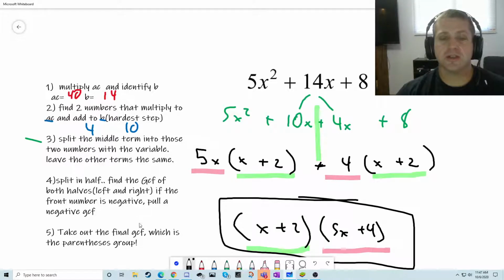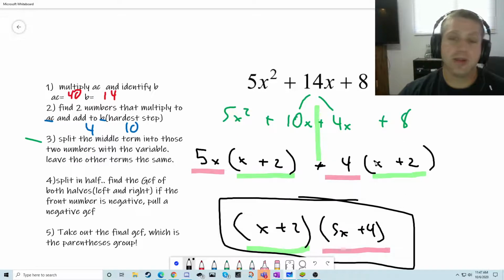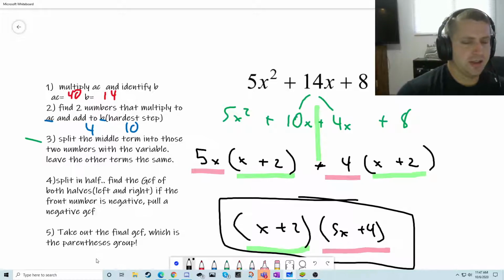There's a couple of tricks that you have to watch out for. If the front number is negative, so like if that was a negative 4, I would have to divide negative 4 from both terms, not just positive 4. That throws people for a loop. Other than that, I think you're going to be pretty good.